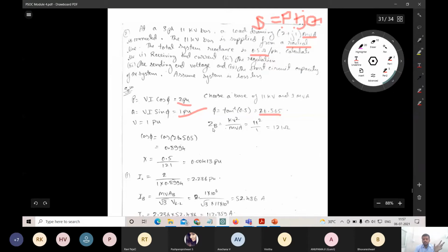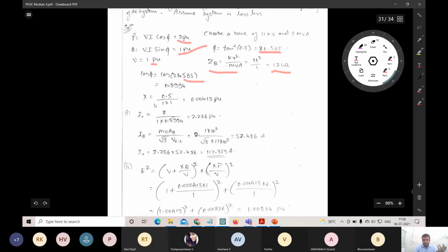So how to calculate the Z value? That is by the load base, normal load base. The base impedance will be given by kV square by MVA. So kV is 11, MVA is taken as 1 base value. So we get 121 ohm. So cos phi, cos of 26.565. Again, if you want, you can calculate sin phi also. Sin of it.